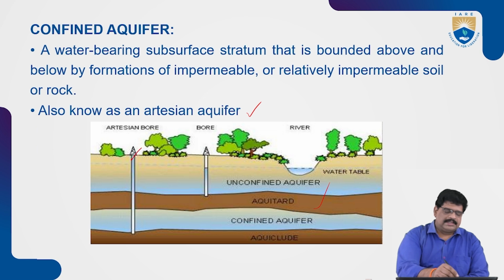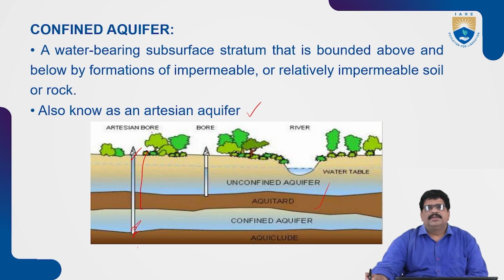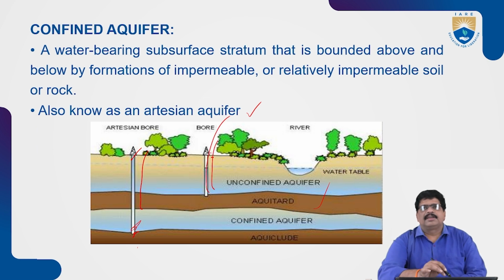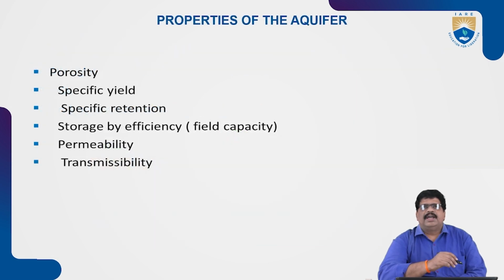Artesian borewells are like that. The water acquired from the confined aquifer is artesian. Generally, bores draw water from the unconfined aquifers when the water requirement is more. What happens? It can be acquired from the unconfined aquifers. So the properties of the aquifer are porosity, specific yield, specific retention, storage coefficient, permeability, and transmissivity. These are the properties of aquifers.